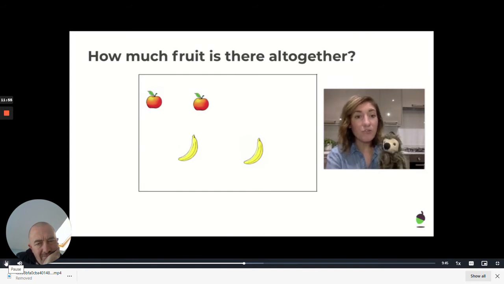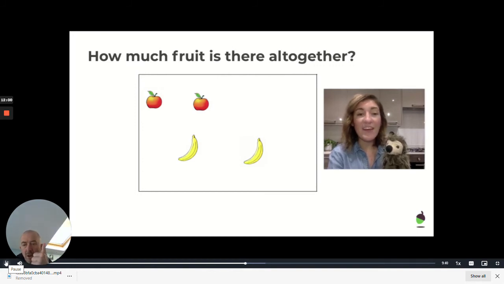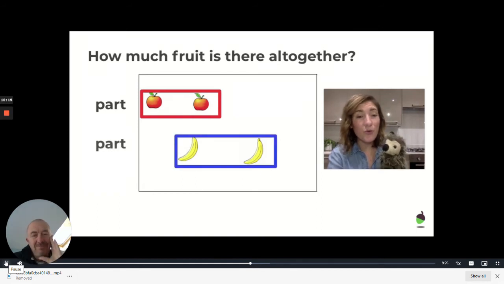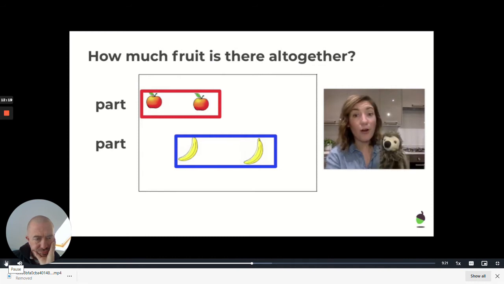How many apples do you see on the screen? That's right, there are 2 apples. That means 2 is one of our parts. How many bananas do you see on the screen? That's right, there's 2 bananas, so 2 is our other part. Let's see how we can use our part-whole model to help us figure out how many pieces of fruit there are all together.